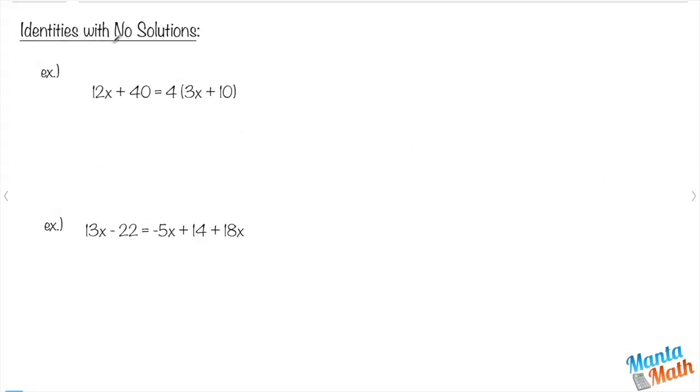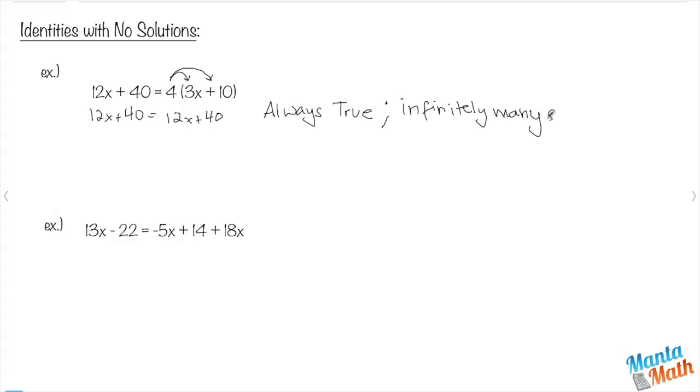There are also identities with no solutions. So in this example, 12x plus 40 equals 4 times 3x plus 10. So you can see that we can distribute on the right side of the equation, and we're left with 12x plus 40 equals 4 times 3x is 12x, and 4 times plus 10 is plus 40. So the left side equals the right side, and so you can just say that this is always true. And there are also infinitely many solutions because it's always true.